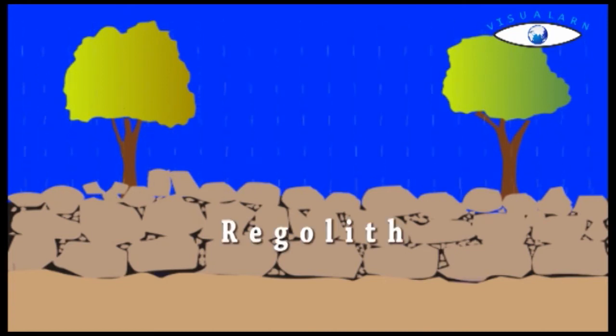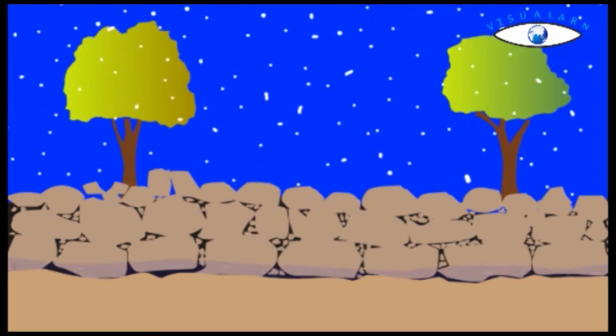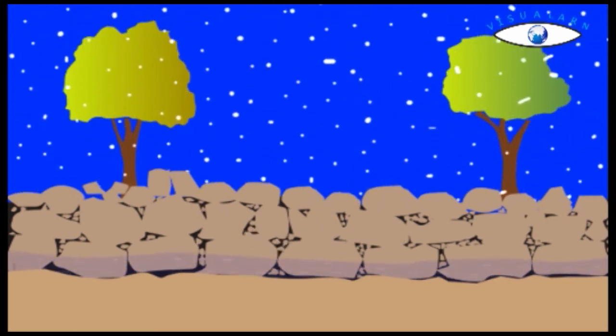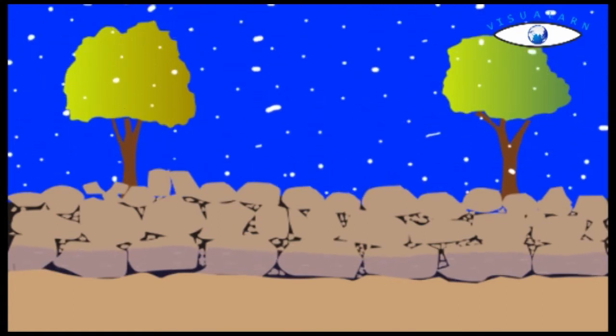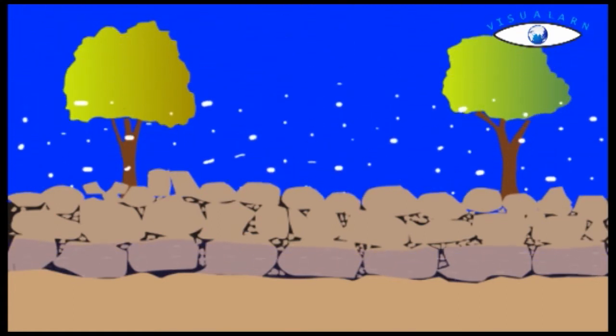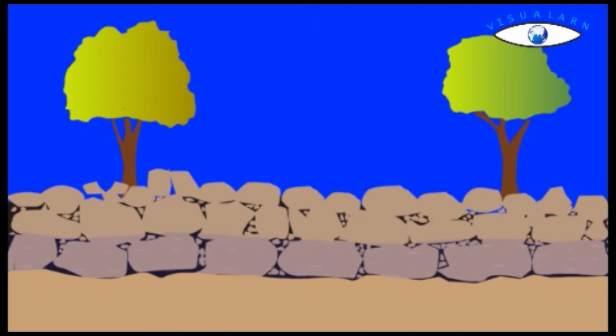Due to rain, snowfall, etc., water is added to the regolith. Also, the corpses of animals and plants are deposited in the soil as organic matter. Leaching is the removal of soluble components of the soil column by water.